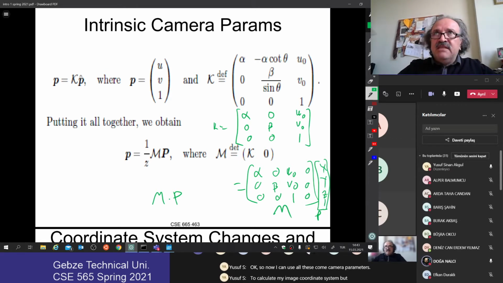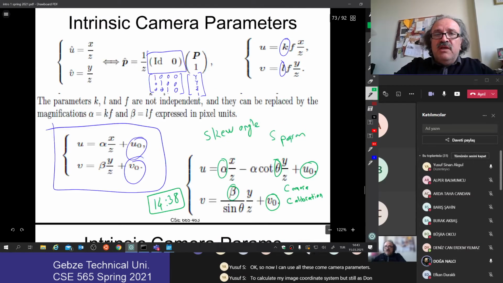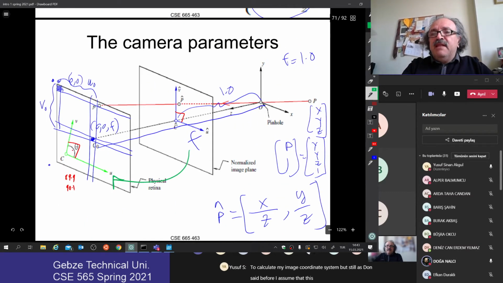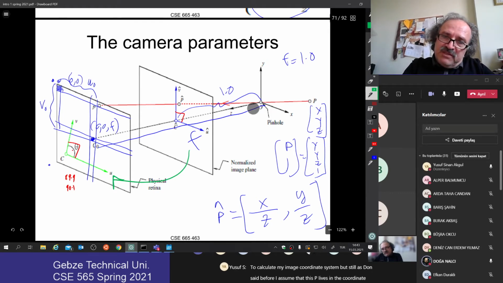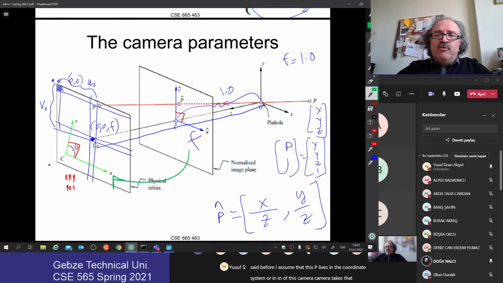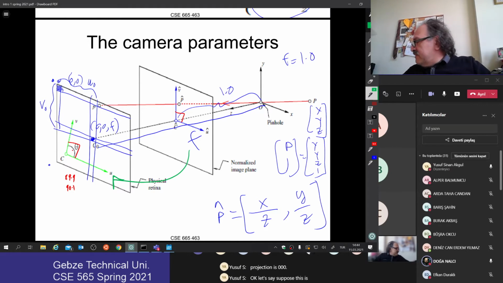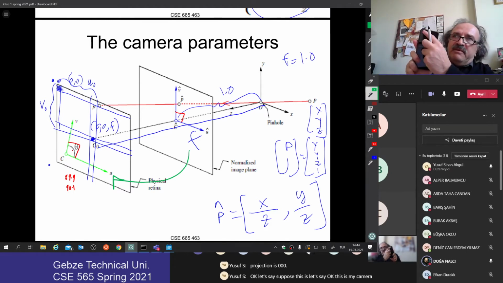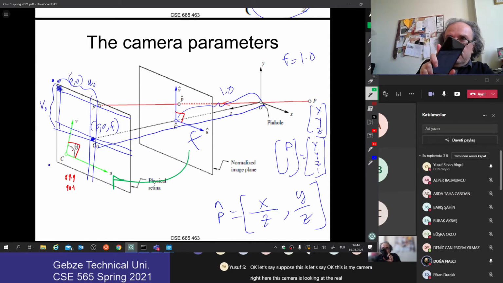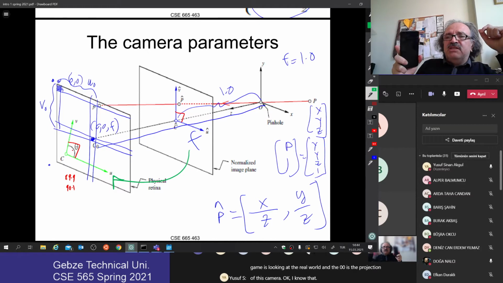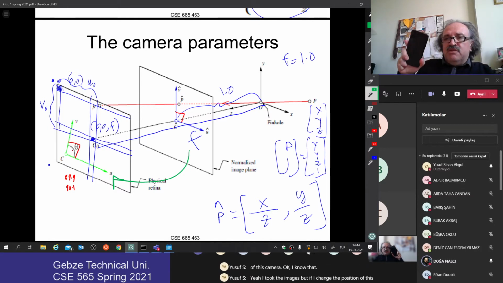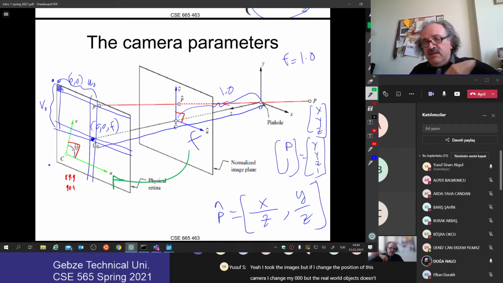But still, as Doğa said before, I assume that this P lives in the coordinate system of this camera. Camera thinks that my center of projection is 0, 0, 0. Suppose this is my camera right here. This camera is looking at the real world, and the 0, 0, 0 is the projection center of this camera. I know that. I took the images, but if I change the position of this camera, I change my 0, 0, 0, but the real world objects don't change, right? So how is that going to happen? How am I going to take this into consideration?